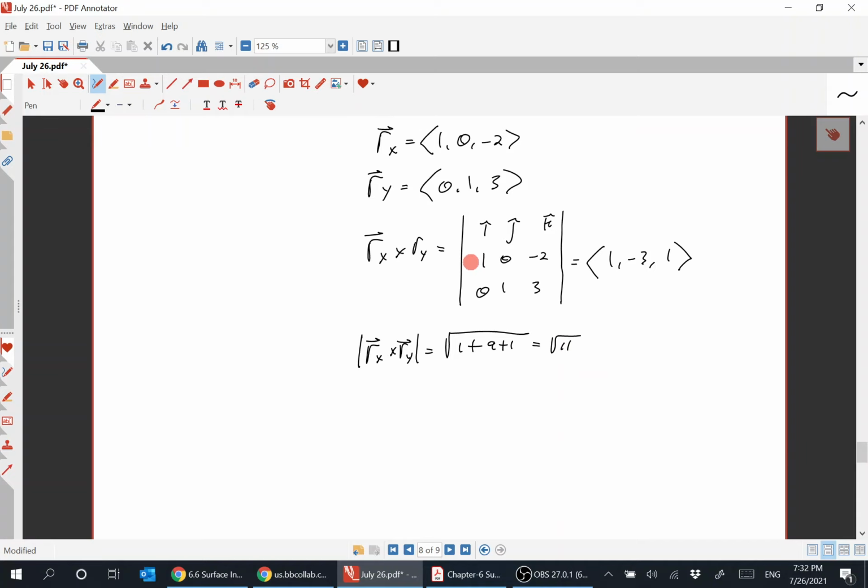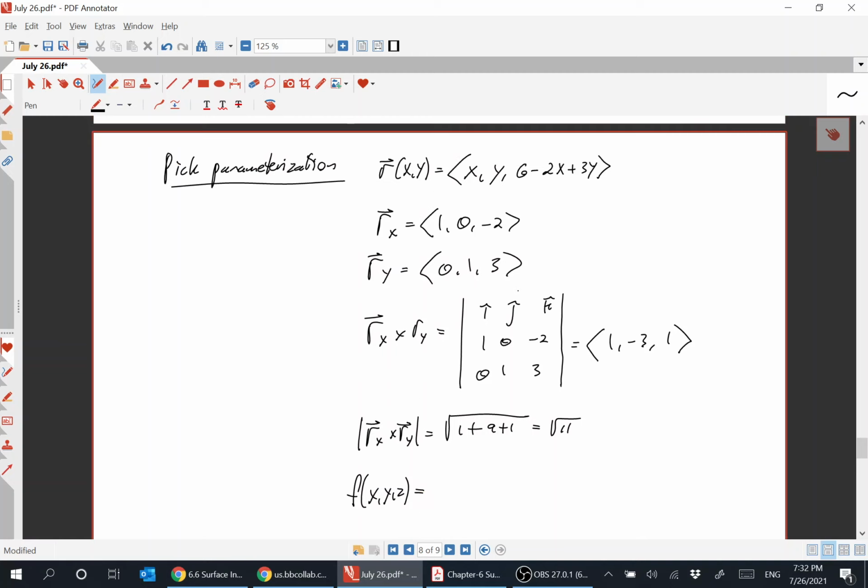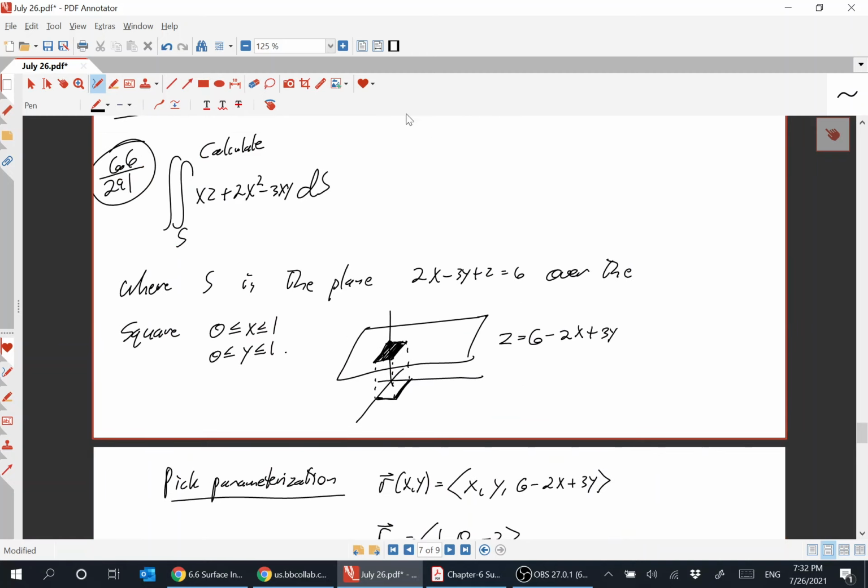All right, and then we have our function f of x, y, z. It's always going to be a three-dimensional function because the surface has to sit in 3 dimensions. And that's this.